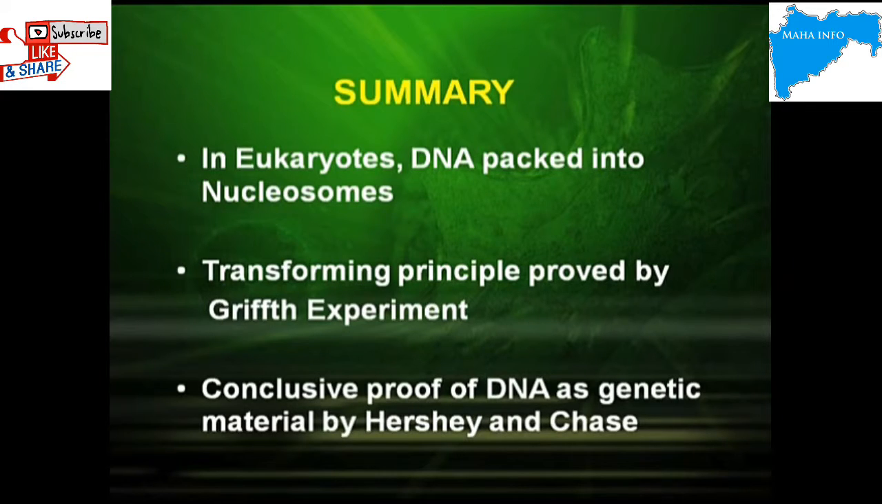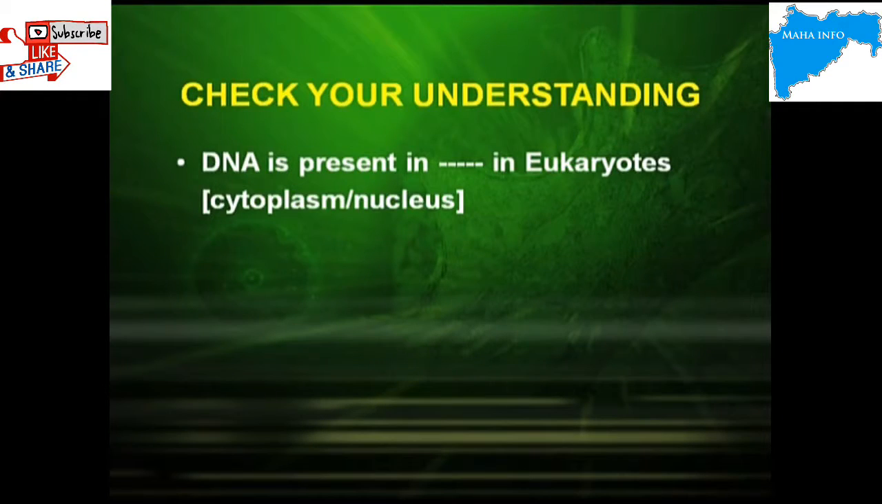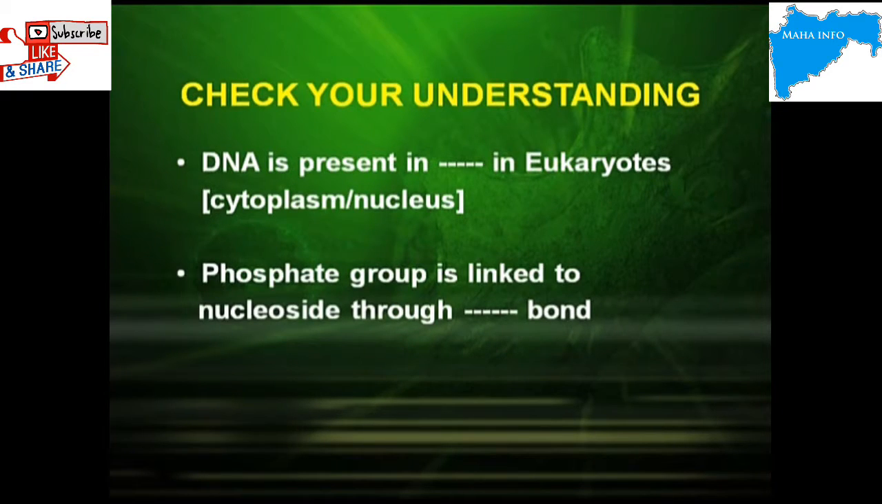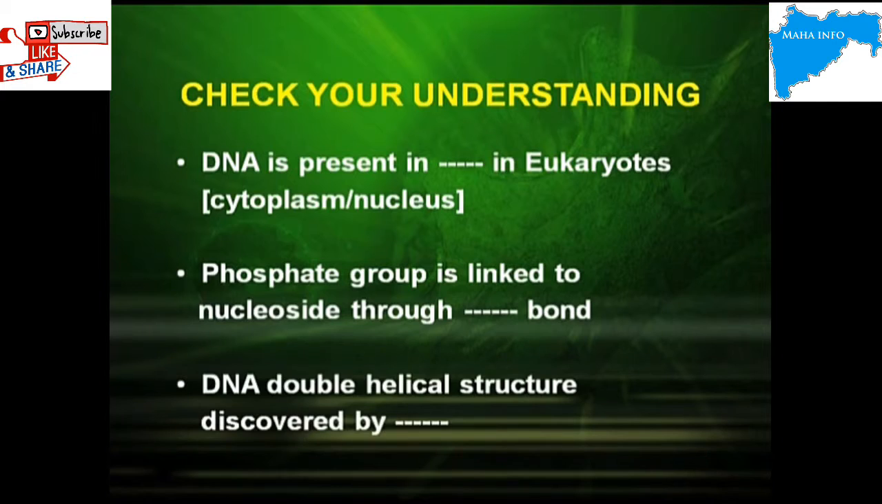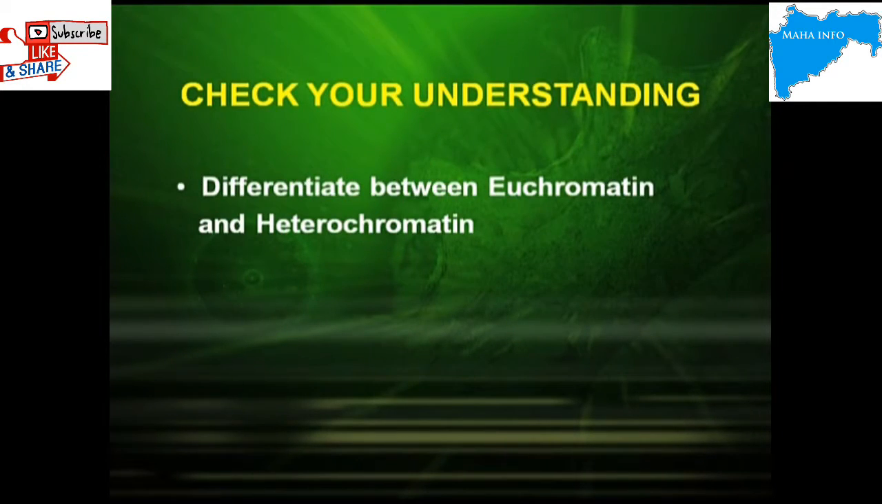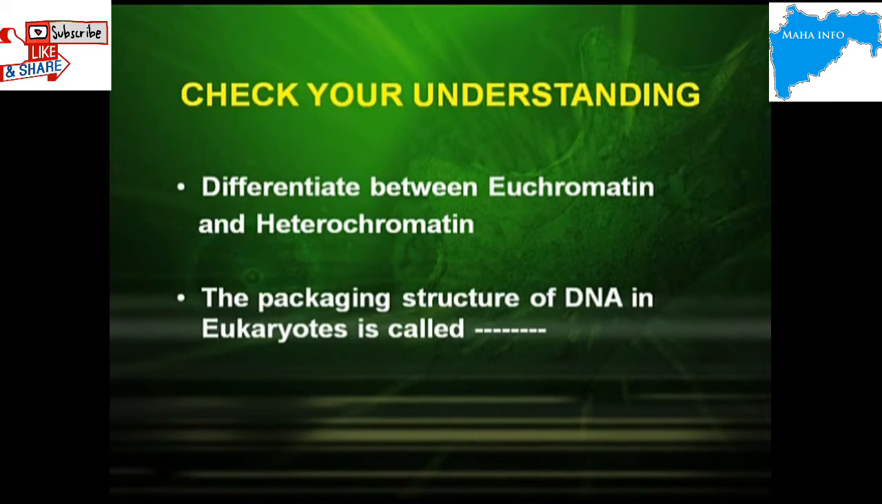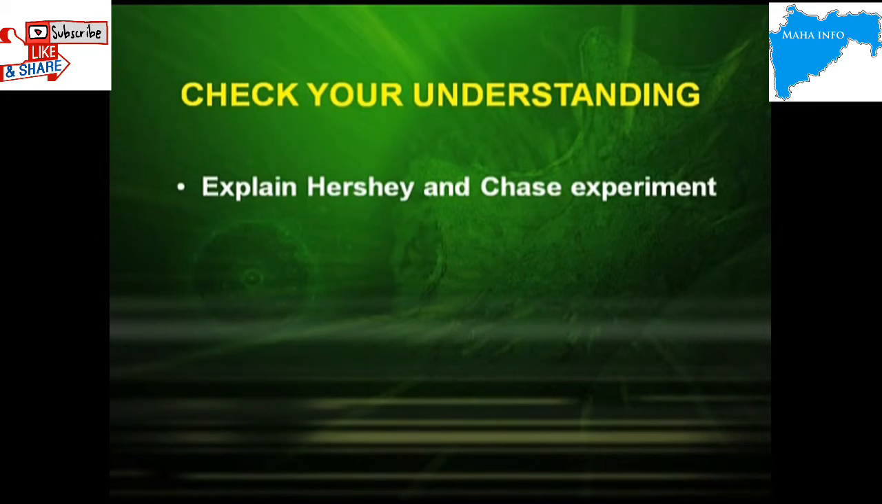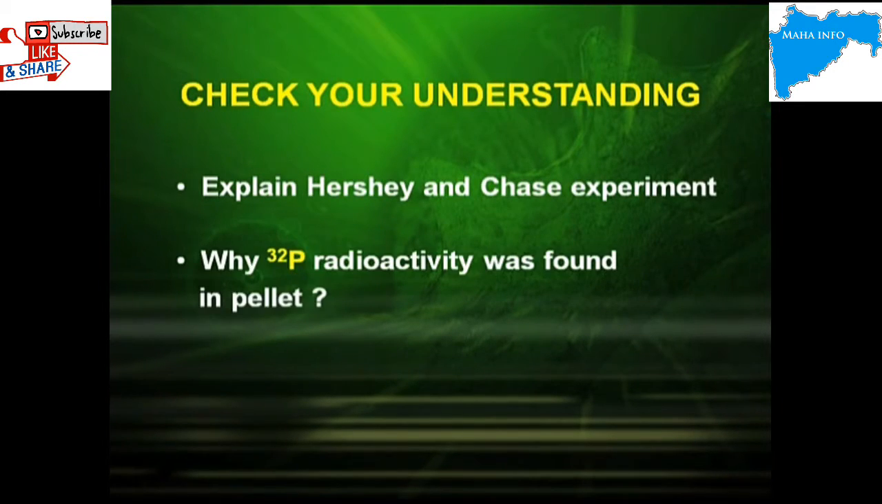Now you can check your understanding with the following questions. The DNA is present in eukaryotes in two options, the cytoplasm or the nucleus. The phosphate group is linked to the nucleoside through which bond? The DNA double helical structure was discovered by whom? Differentiate between euchromatin and heterochromatin. The packaging structure of DNA in eukaryotes is called what? Explain the Hershey and Chase experiment. And the last question, why was P32 radioactivity found in the pellet?